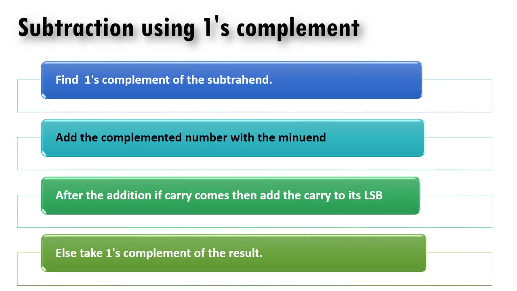These 4 rules explain how to subtract two numbers using 1's complement. First rule is to find the 1's complement of the subtrahend. Then add the complemented number to the minuend. After the addition, if a carry comes, then add the carry to the LSB. Else, take the 1's complement of the result.